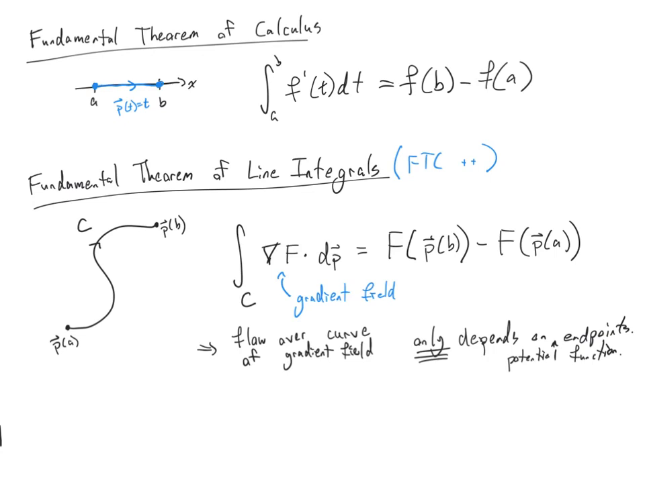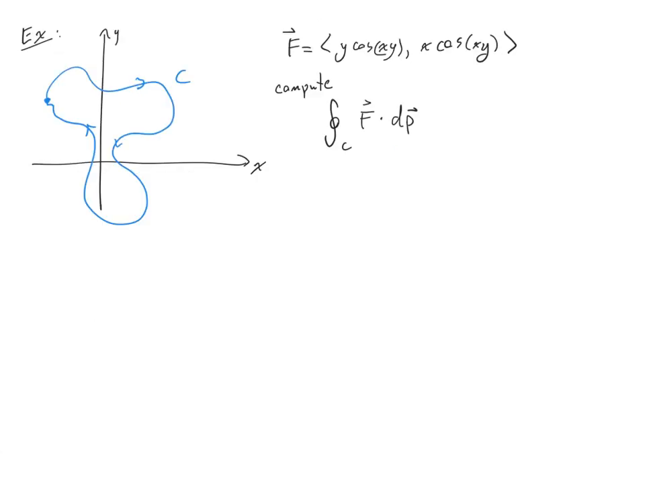And this is super useful. So let's look at an example. Okay, so here's a curve. It's a squiggly curve in the xy plane. It's a closed curve, and so what I want to compute is the flow along this closed curve of the field f, which is y cosine xy, comma x cosine xy. And I don't have any way to parameterize c. I didn't even really tell you enough to give a parameterization or any coordinates for it. So you're kind of out of luck to try to solve the problem that way.